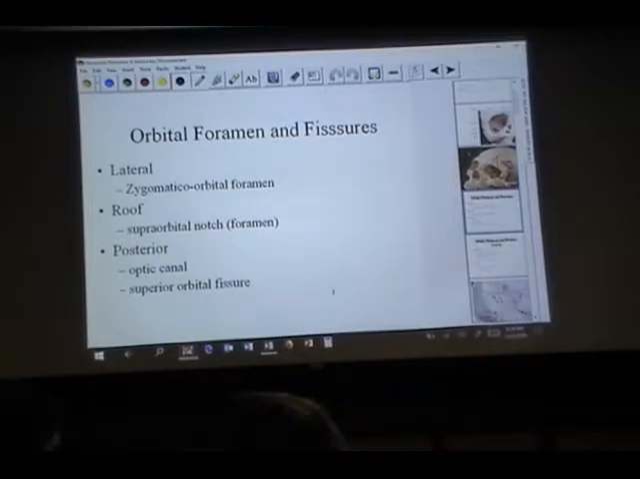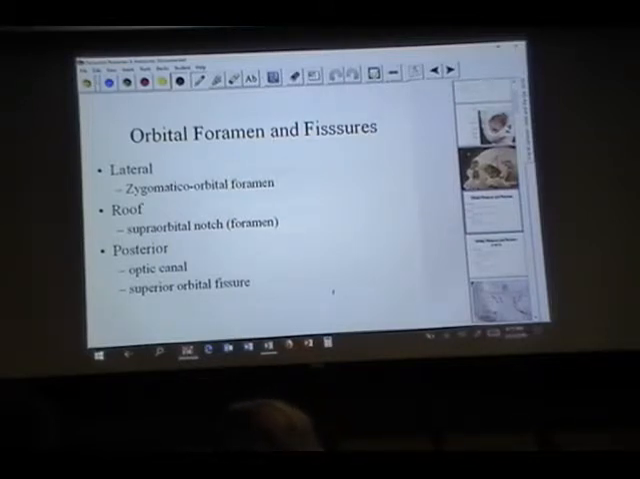Posteriorly, we have the optic canal. What goes through the optic canal? Optic nerve. Anything else go through there? Perfusion for the eye. Ophthalmic artery. Right, ophthalmic artery, and also a branch of that artery that goes down the center of the nerve, called the central retinal artery. That's the main arterial blood supply to the retina itself.